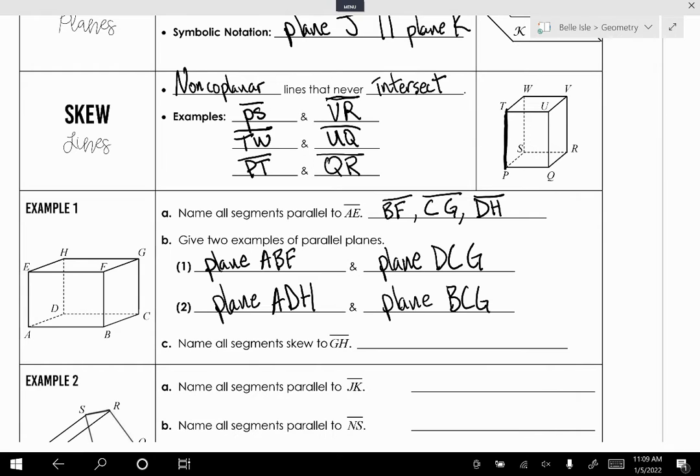Pick your flavor then. Okay, name all segments that are skew to GH. All the segments that are skew to GH. So we have GH right here. We're looking for segments existing in a different plane that won't intersect. Okay, so FB, EA would be one.